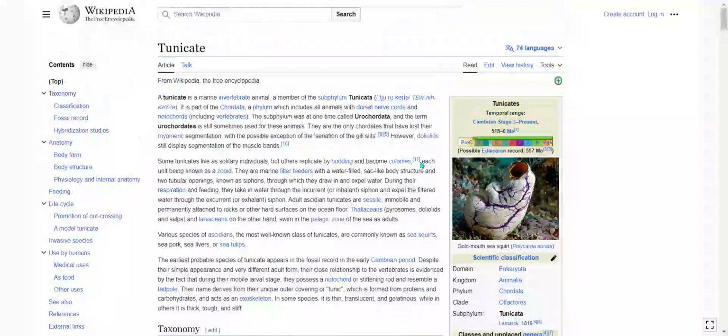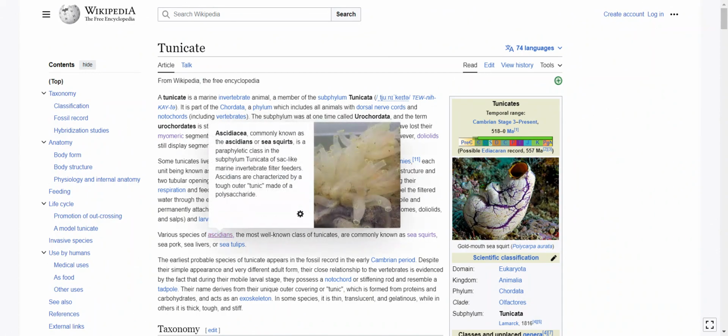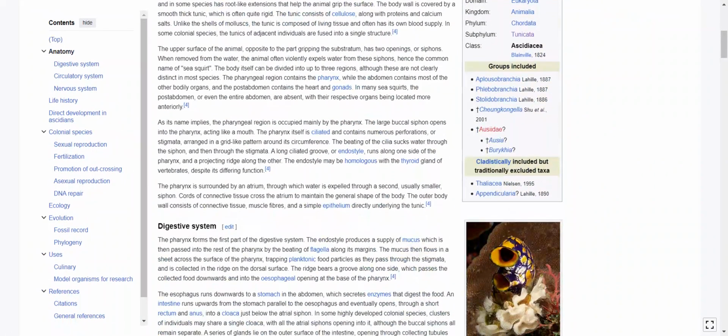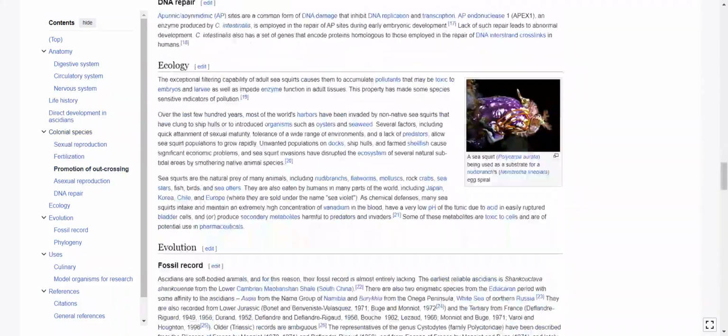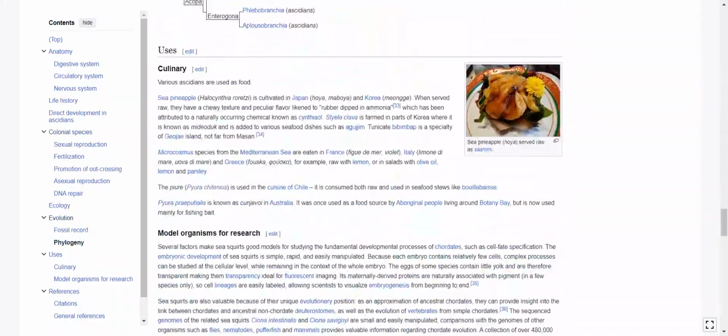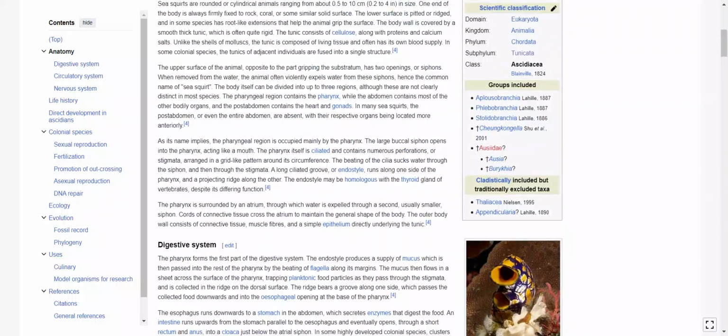Maybe someday, years from now, hopefully, I'll do a reading of the actual Ascidians, because that seems like what I actually wanted to look at. Granted, this still looks complicated. I don't know. We'll see.